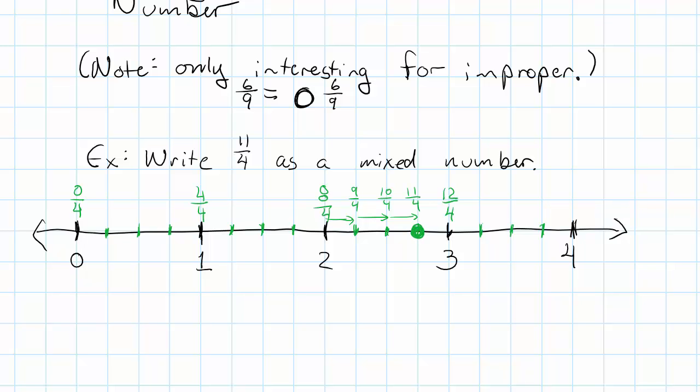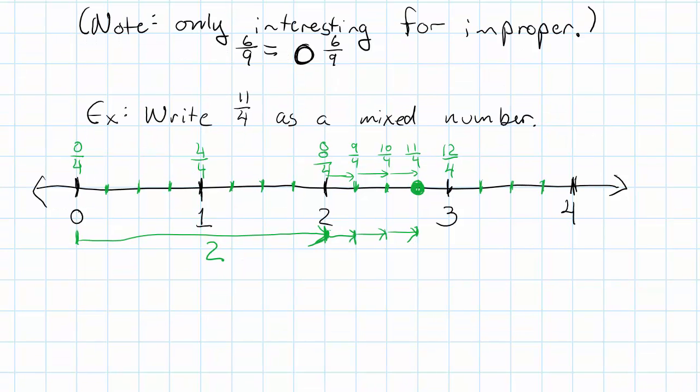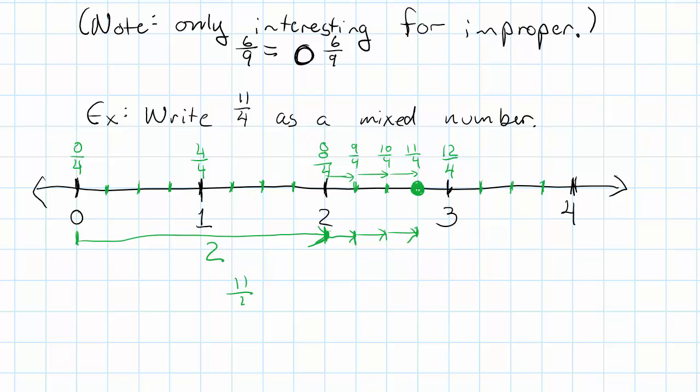Well, I can now see how to get here, right? I go from 0 out to 2, and then beyond 2 I need 1/4, 2/4, 3/4. So my 11/4 is 2 and 3/4.